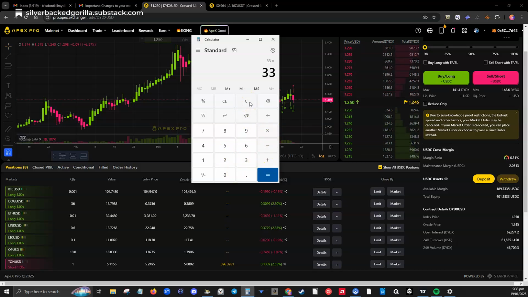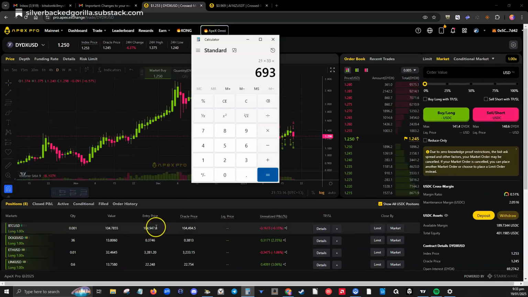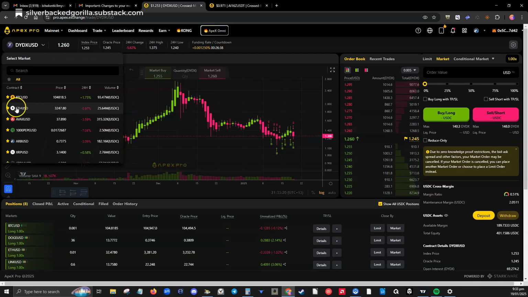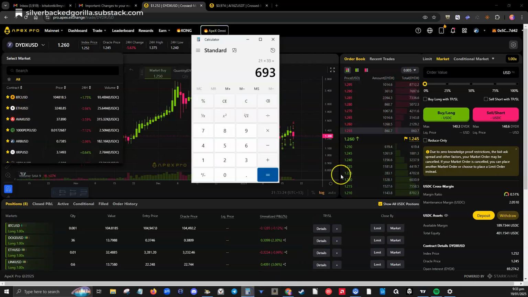So it's 21 times 33. So this account doesn't have, what does it? Yeah, so the minimum position you can have on ETH is $33. So just keep that in mind.